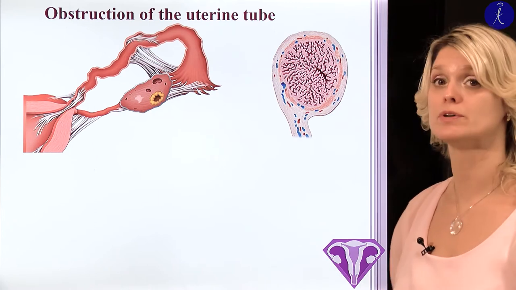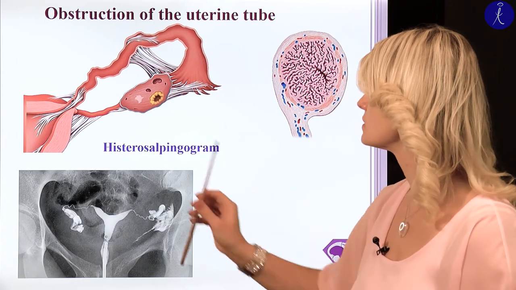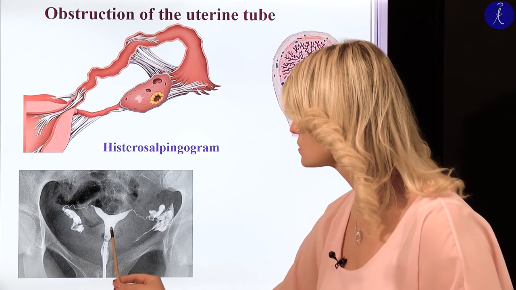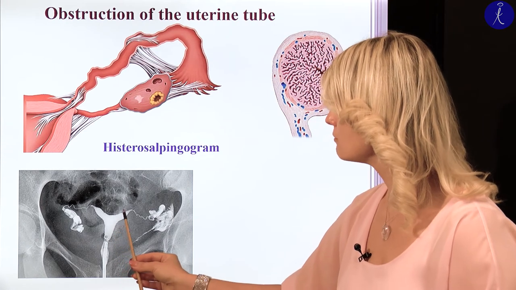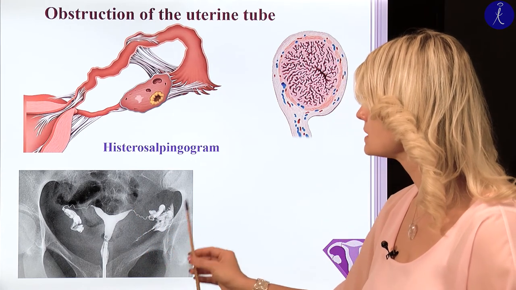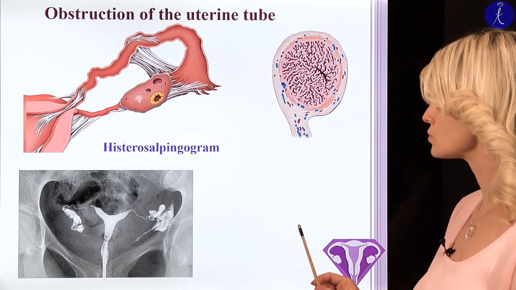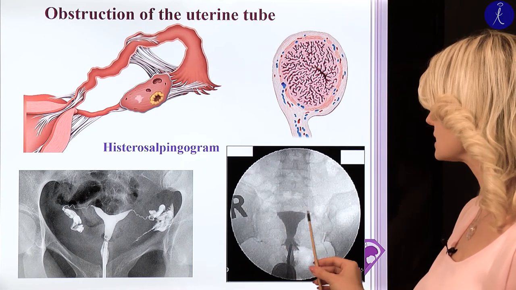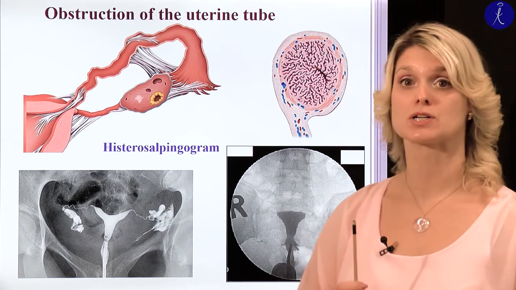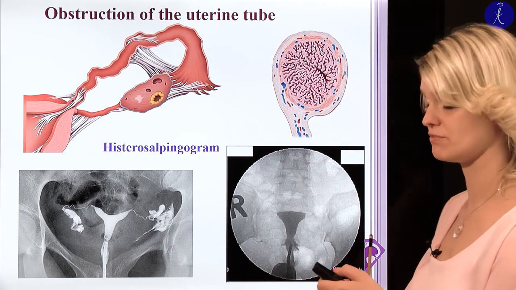uterus. How can we examine the lumen of the fallopian tube? We can examine this with a special contrast material. If we give contrast material towards the cavity of the uterus, if we have a free fallopian tube, the contrast material will go through the lumen towards the abdominal cavity. This is called the hysterosalpingogram. If we have a closure within the fallopian tube, of course, we do not see this communication. In this case, of course, we need special artificial fertilization to help the pregnancy of the women.